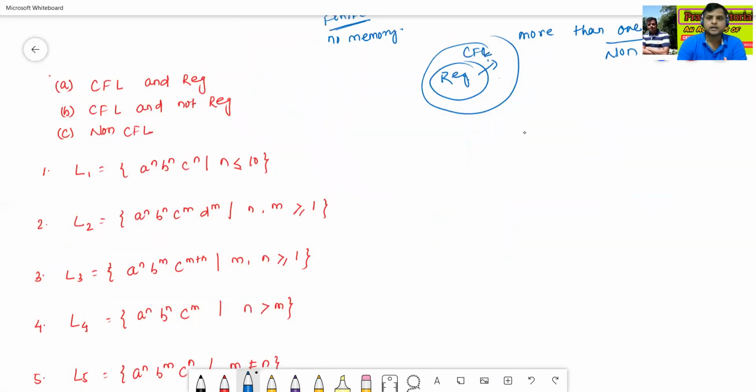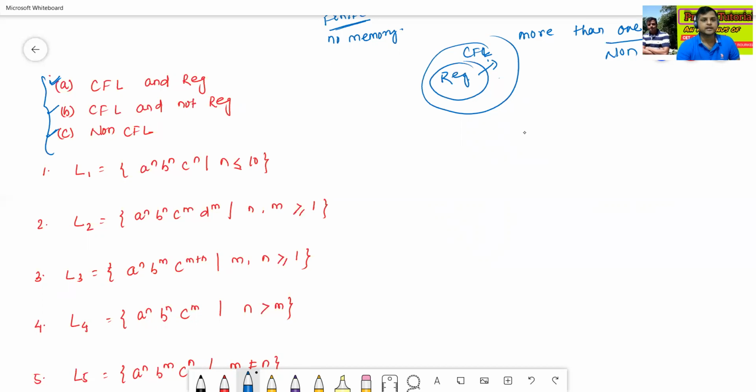These are the three options. The first option is regular language as well as context-free language. The second option is context-free language but not regular. The third option is non-CFL, meaning this language is not context-free.